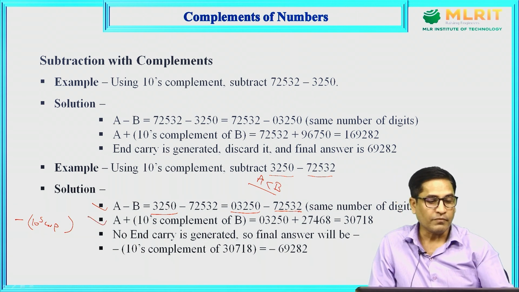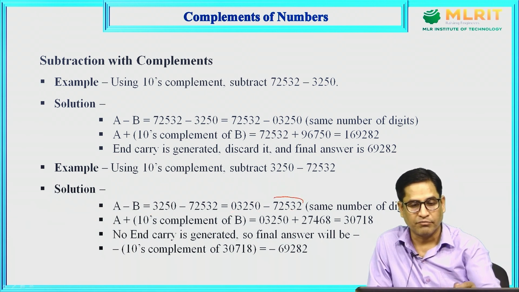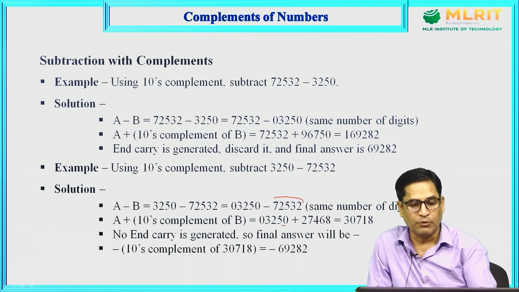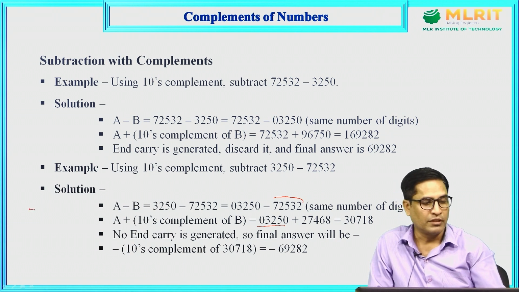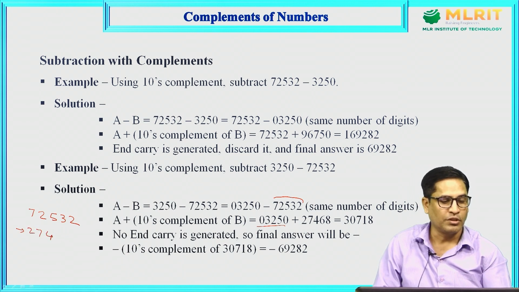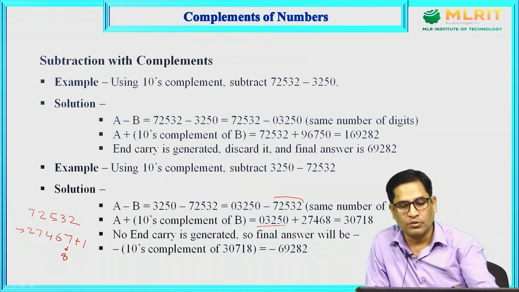Then we are going to take the tens complement of 72532 and add it to A. A is the same, and we take the tens complement of 72532. First we take the nines complement, subtracting each digit from 9. So we get 2, 7, 4, 6, 7, plus 1, which means the last digit becomes 8. So we get 27468.